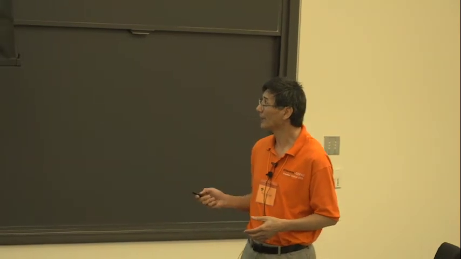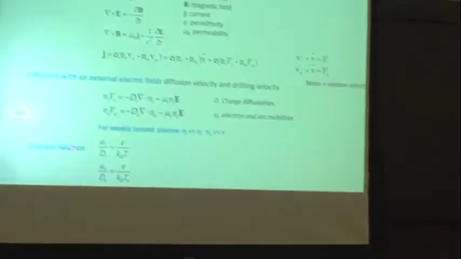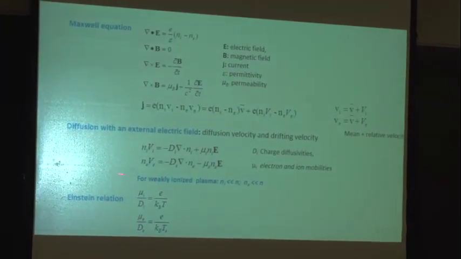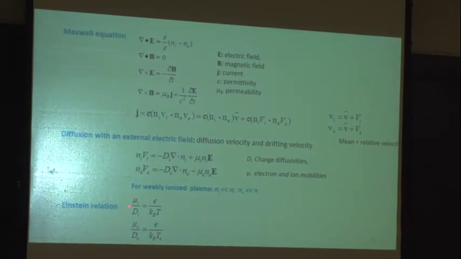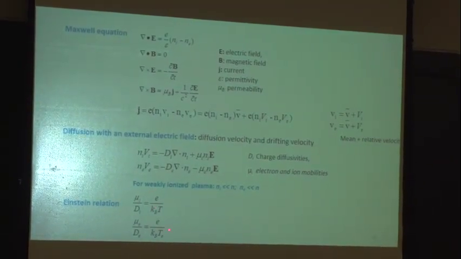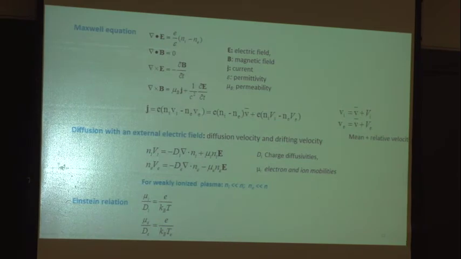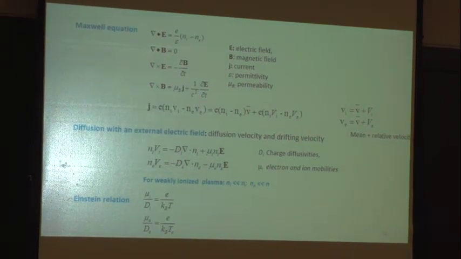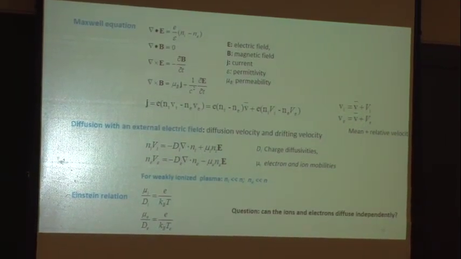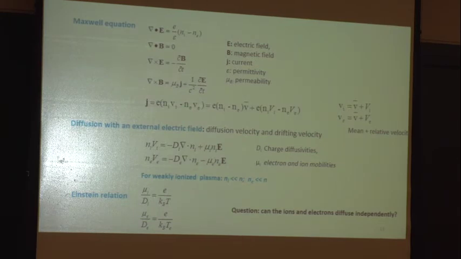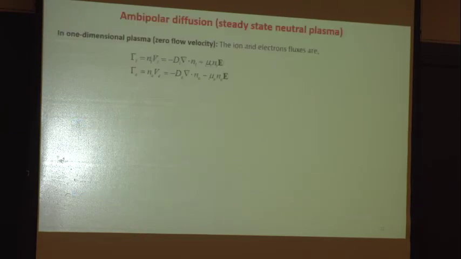So from the Einstein relation, we can derive the electron mobility and diffusivity in terms of the electron temperature and the neutral temperature. But this process has to be coupled in the plasma, so they cannot diffuse independently. So we need to define the global diffusivity for electrons and ions.